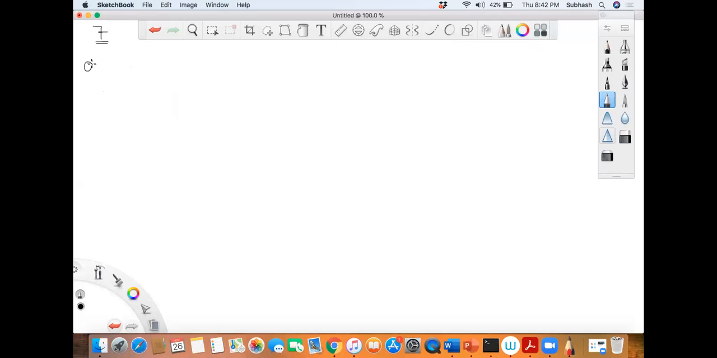Let me write it: 9 right shift of 2. This is the first one, the right shift operator. Then you have the left shift operator: 9 left shift of 2. Then you have bitwise and. This is the bitwise and operator, correct?